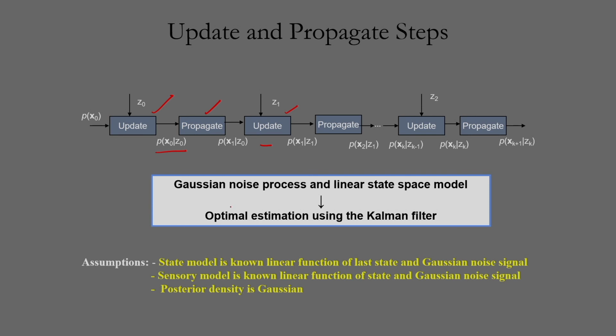And in case of the Kalman filter, we have considered the Gaussian noise process and the linear state space model. If you see, the function is fx, another function is fz. That is the linear function that is considered in the Kalman filter. We consider a linear function of the last state, and Gaussian noise. And the sensor model is a known linear function of state, with Gaussian noise. And this posterior density is also Gaussian. So these are the assumptions of the Kalman filter.